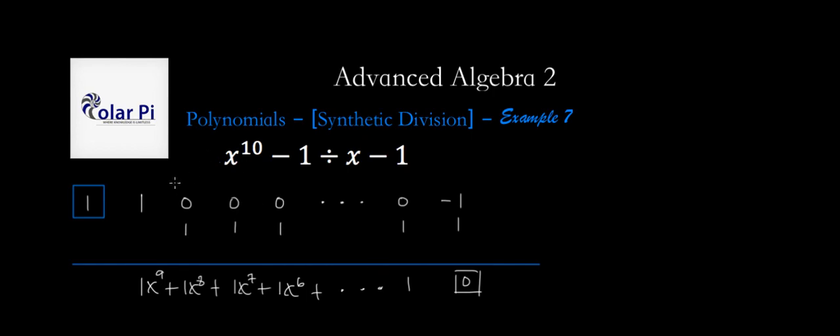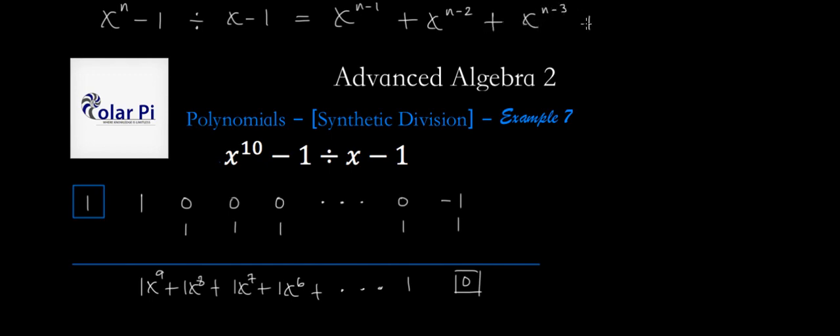Okay, cool. So the generalization of this is the following: if you have x to the n minus 1 and you want to divide it by x minus 1, then you're always going to get the result x to the n minus 1 plus x to the n minus 2 plus x to the n minus 3 plus dot, dot, dot plus x plus 1. Okay, cool. I hope you enjoyed this, and this wraps up example 7.